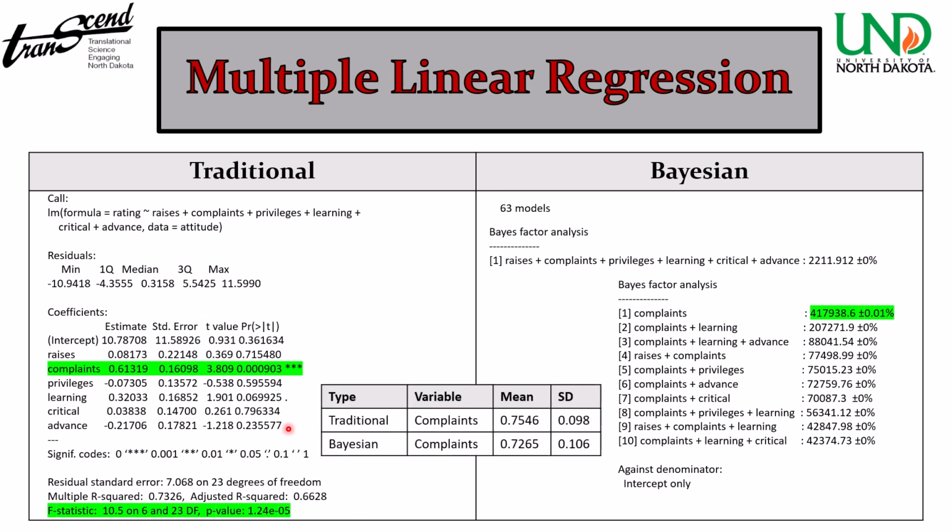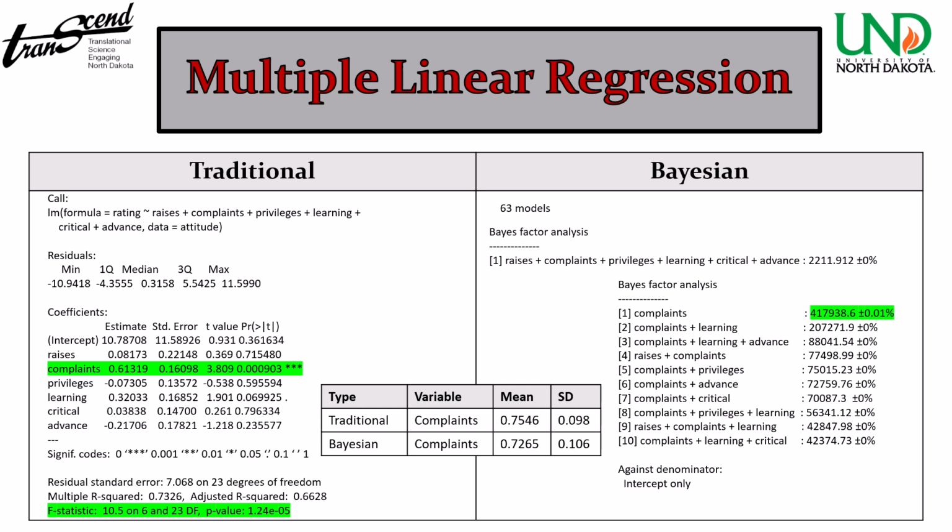And then I pulled out here, just to save space, looking at the complaints, the estimate, the mean, we can see here that the means were broadly similar. We're doing traditional and Bayesian, and standard deviation was fairly similar, but notice that Bayes had a little wider standard deviation.